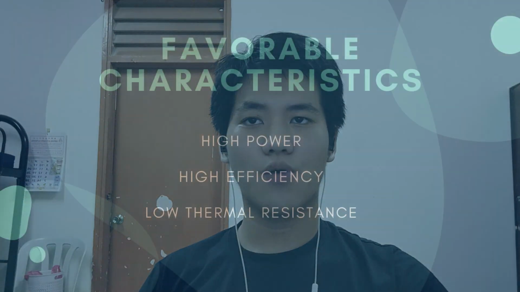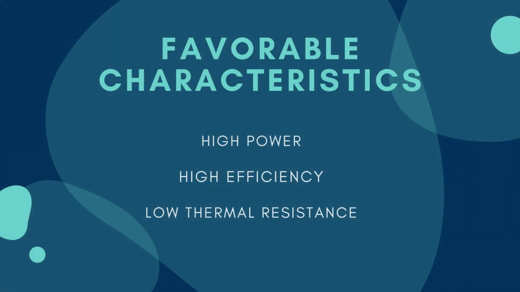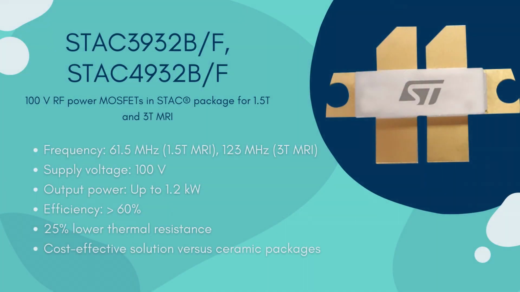Of course, to produce these radio waves, we need the RF LDMOS to produce a high output power with high efficiency and low thermal resistance as well. An example of an RF power MOSFET for MRIs would be one from ST Microelectronics, where it only requires a 100 volt supply voltage to output up to 1200 kilowatts of power. It also has an efficiency of above 60% and lower thermal resistance, which is important for the long-term performance and operating costs of the machine.